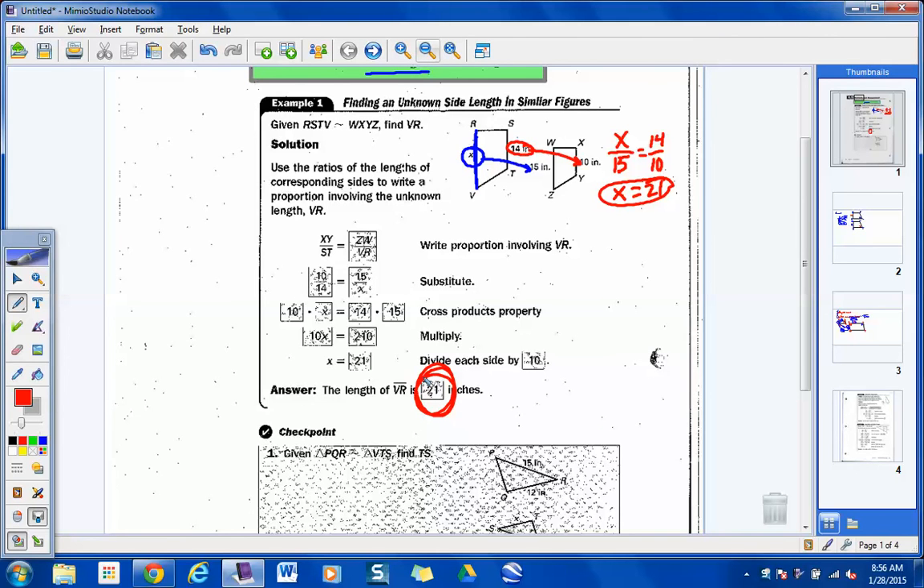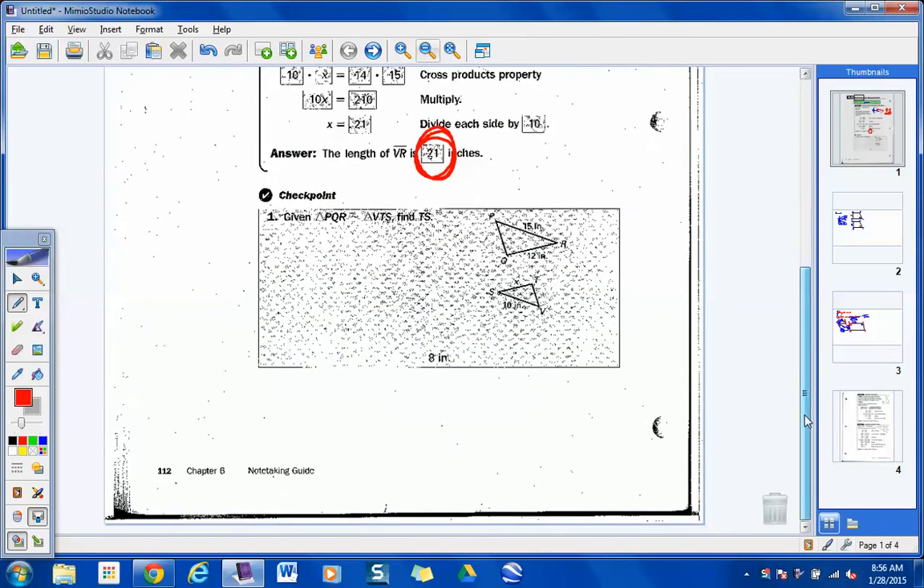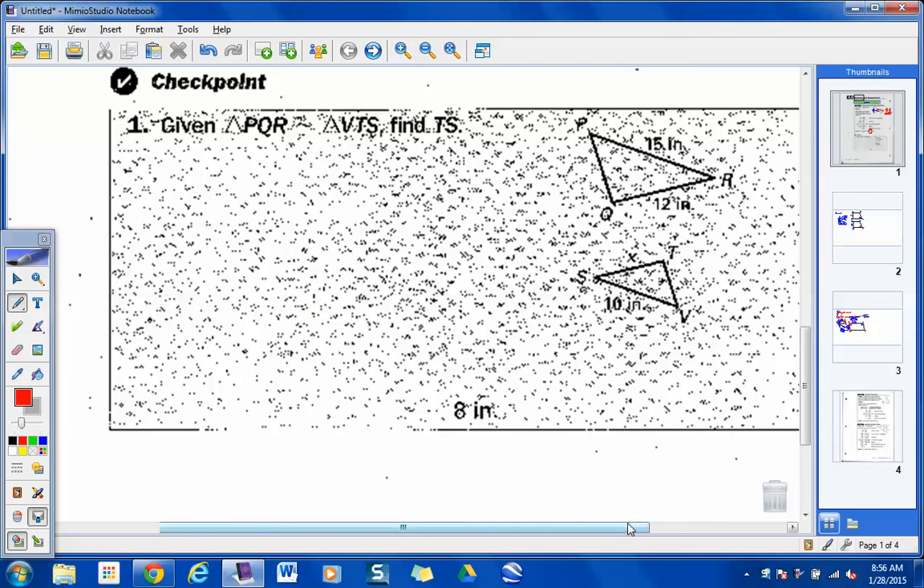Okay. So, here's what I want to do. Let's talk about this one down here. I can kind of see this. I'm going to zoom up a little bit. I apologize for the quality of this. It's amazing.